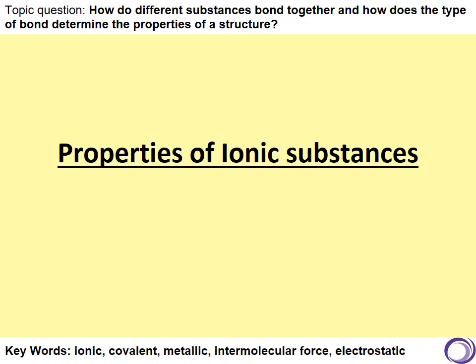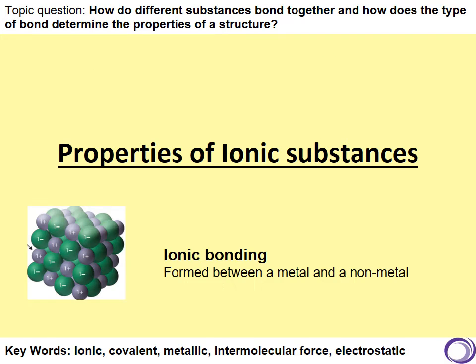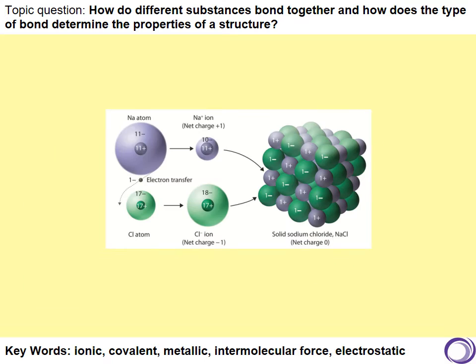Let's start then by looking at the properties of ionic substances. That's substances that have got bonds between metals and non-metals. And a reminder then that a positive metal ion will be electrostatically attracted to a negative non-metal ion, and that this happens in all directions.